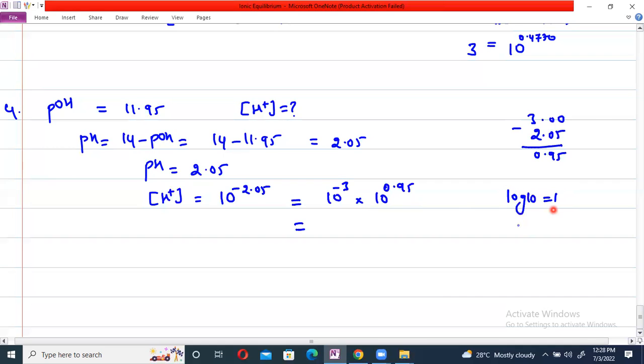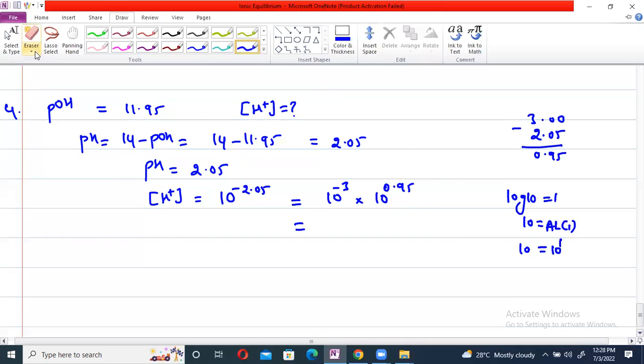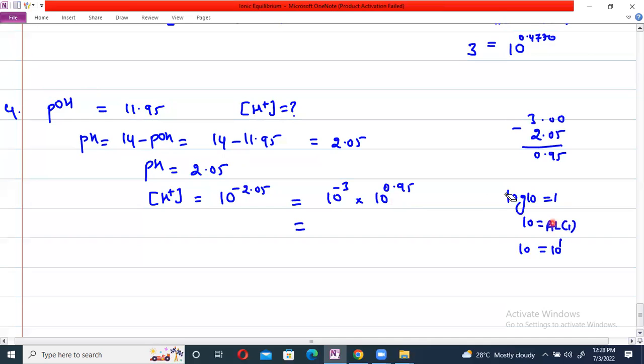Because I will tell you one simple example. You know, log 10 value is 1, then anti-log of 1 is equal to 10. That is, anti-log of 1 can be written as 10 to the power of 1, so it becomes 10. But here 10 to the power of 0.95 is there, so we can't take log 10. Instead of that, one second, I will go with some other value.